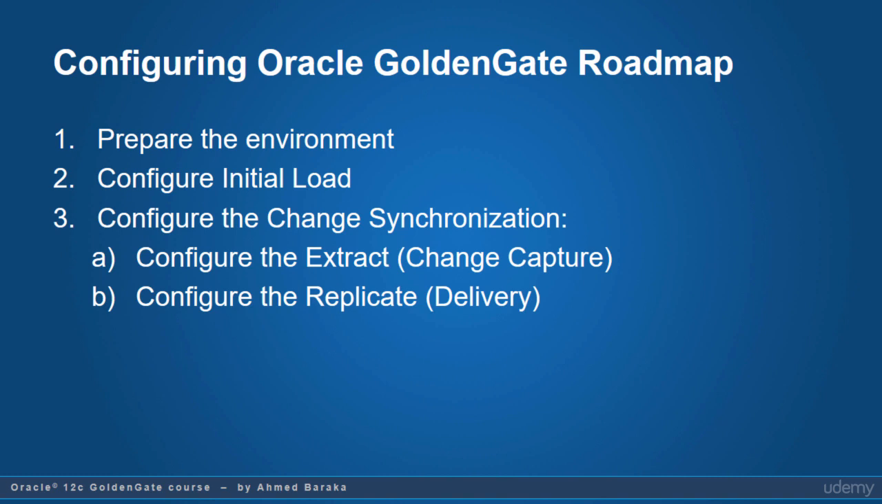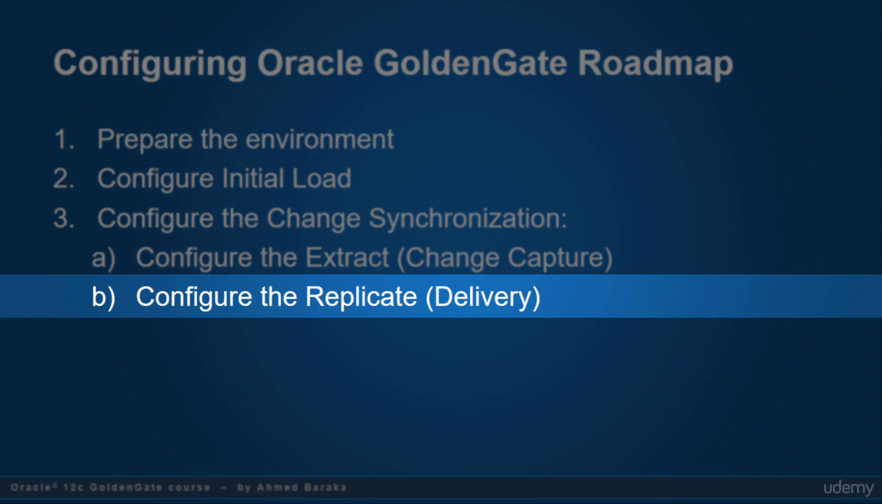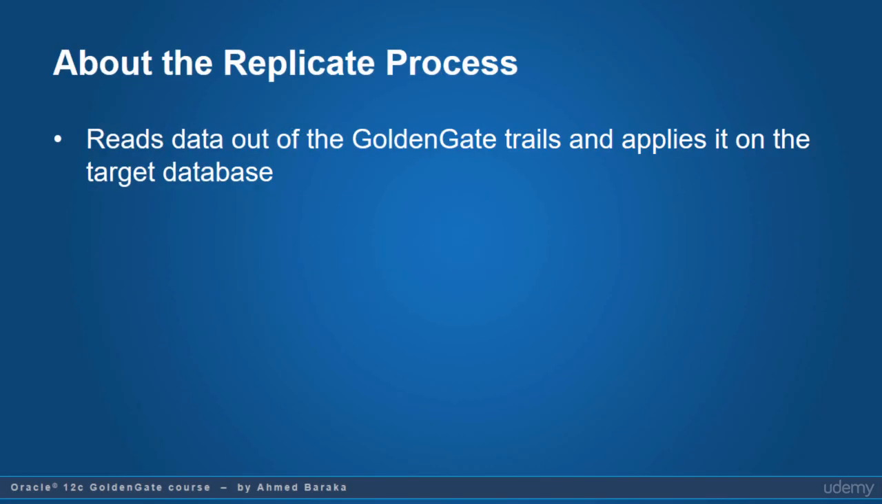In this lecture, I'm covering the last stage of configuring the Oracle GoldenGate. That is configuring the change delivery, or the replicate process. As explained before, the replicate process reads the data out of the GoldenGate trail files and applies the changes on the target database using insert, update, or delete commands.